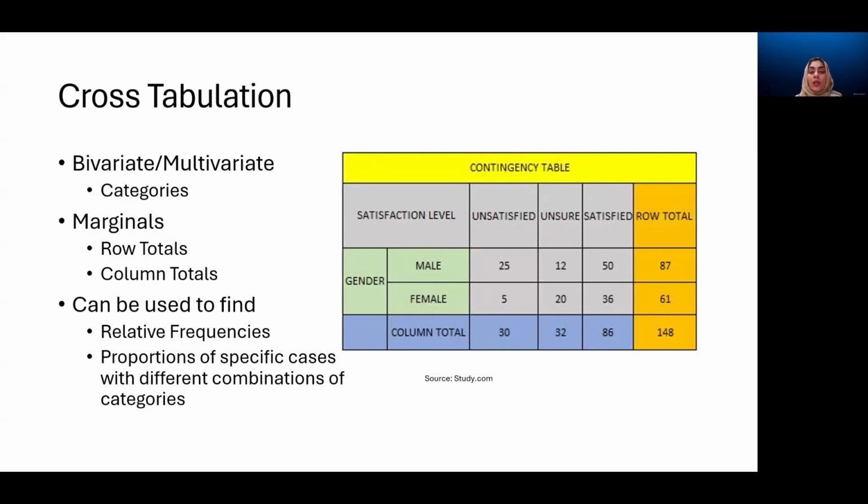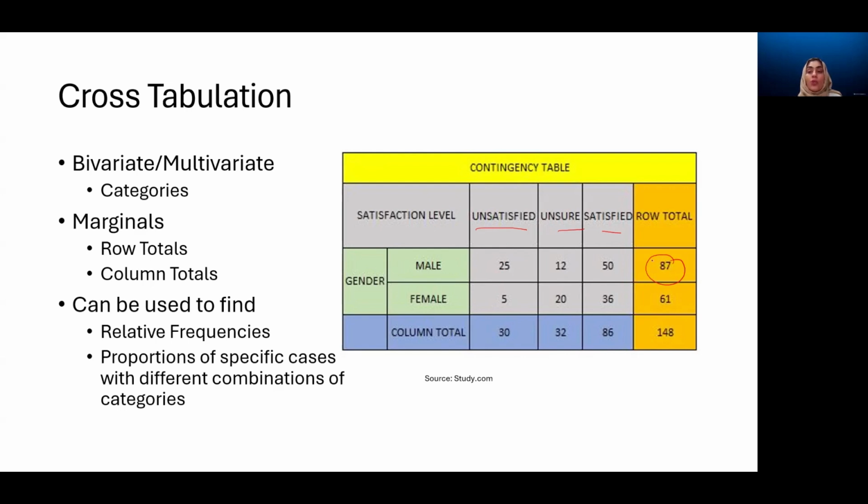One is satisfaction level about a new product that was launched, and the second one is gender. The satisfaction level has three possible values, written in the columns: unsatisfied, unsure, and satisfied. Whereas gender can have two outcomes, male or female. The values you see here are the counts of the respondents responding as unsatisfied, unsure, or satisfied, and their genders.